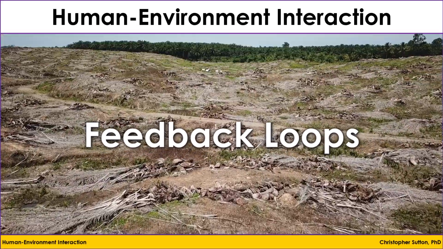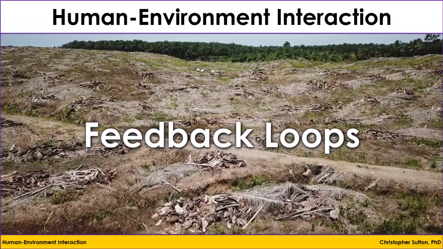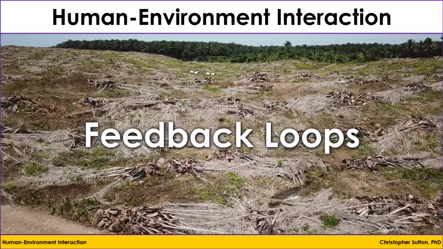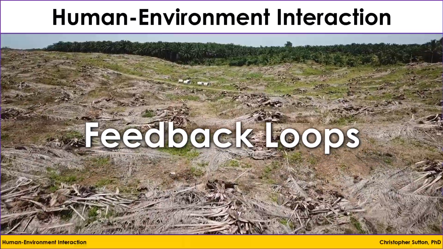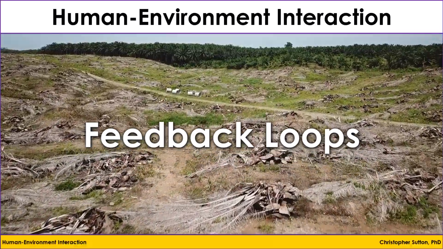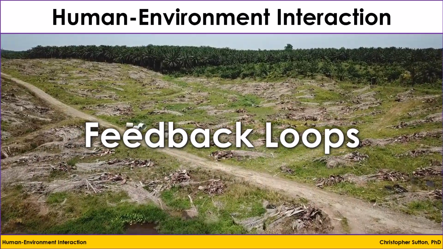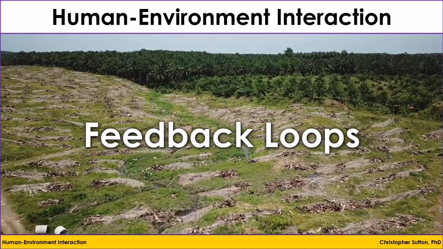Finally, there are feedback loops. Interactions between humans and the environment create feedback effects where one influences the other. GIS can be used to help us understand this dependence by modeling feedback loops, such as how deforestation accelerates climate change, or visualizing interactions between agricultural practices and soil degradation.